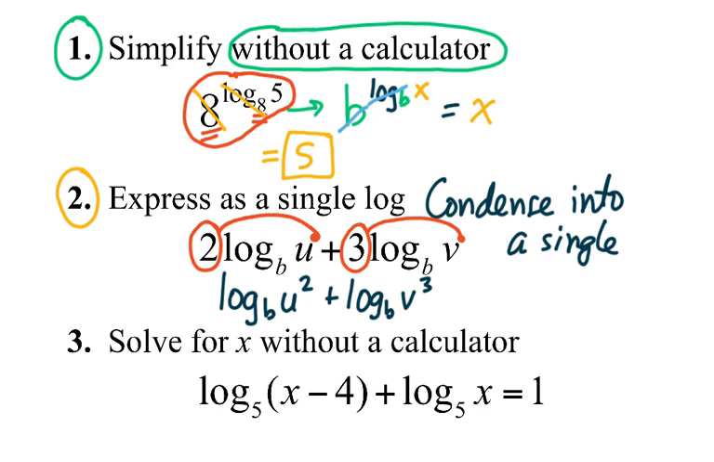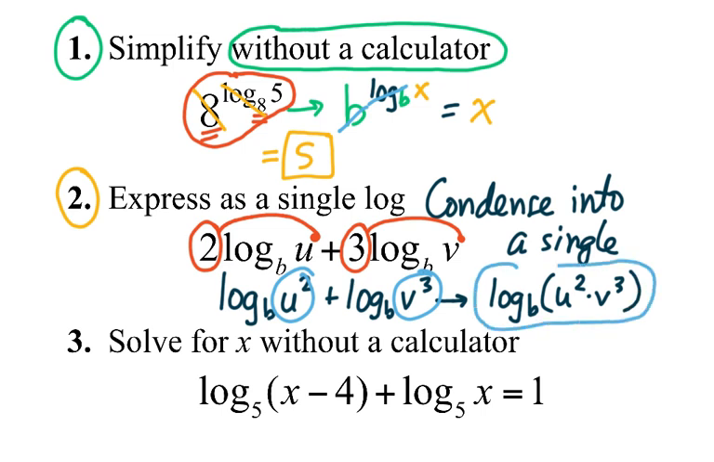All right, now I think I can smash them together. We learned that 2 logs being added smashes into one single log of the 2 inside arguments multiplied. So this becomes u squared times v cubed. And that's all we can do there. That one's all done. So smashing them or condensing them into one single log is our goal, and we did it.